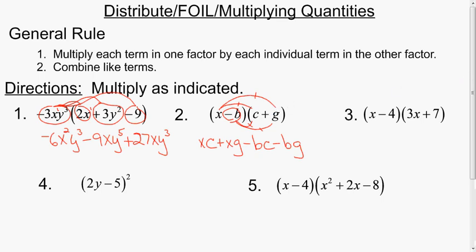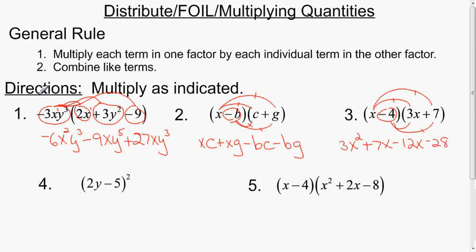Okay, very similar on the next example, except I'll give you a little hint in advance. We're going to see some like terms here. So I'm going to take x and multiply it by the 3x and the 7 in the other factor. And I'm going to take the negative 4 and multiply it by the 3x and the 7 in the other factor. Okay, so x times 3x, you need to realize, is not 3x, it's 3x squared. And then x times 7 is 7x. Then I get, again, the negative 4 times 3 is negative 12x. And the negative 4 times 7 is negative 28.